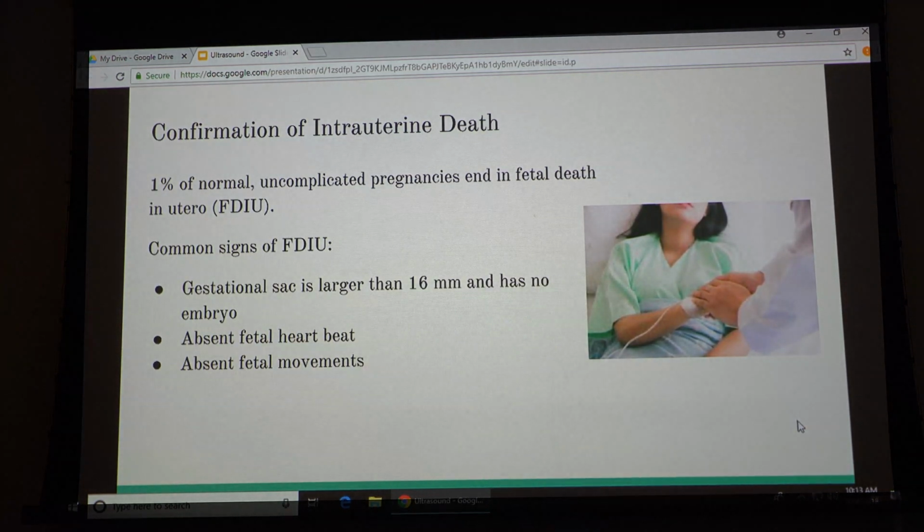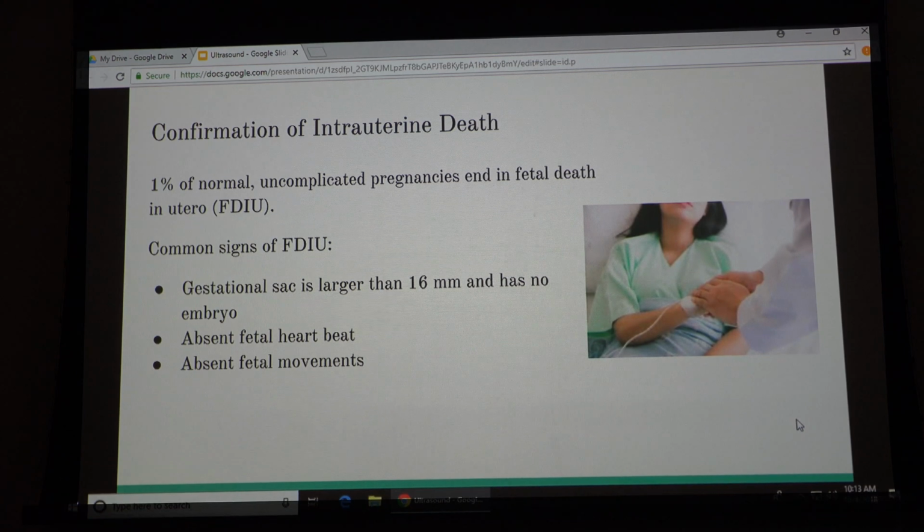And last is the confirmation of intrauterine death. So 1% of normal uncomplicated pregnancies end in fetal death in utero, or FDIU. Some common signs of FDIU are the gestational sac is larger than 16 millimeters and has no embryo, or an absence of fetal heartbeat and fetal movements.